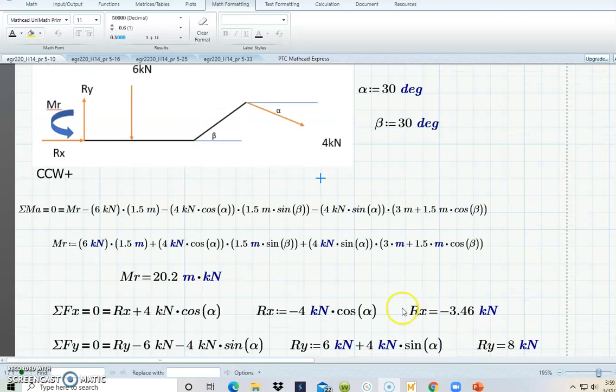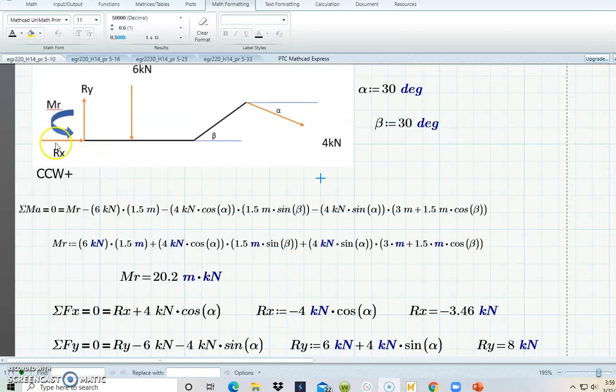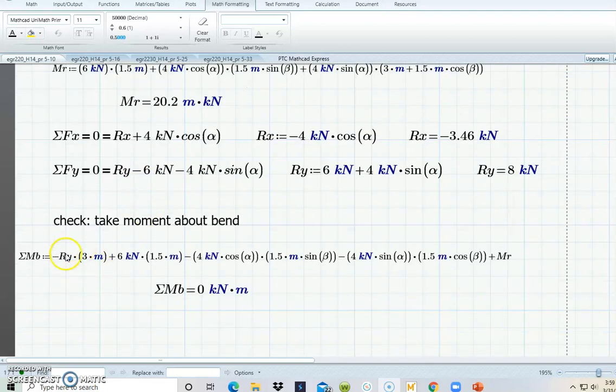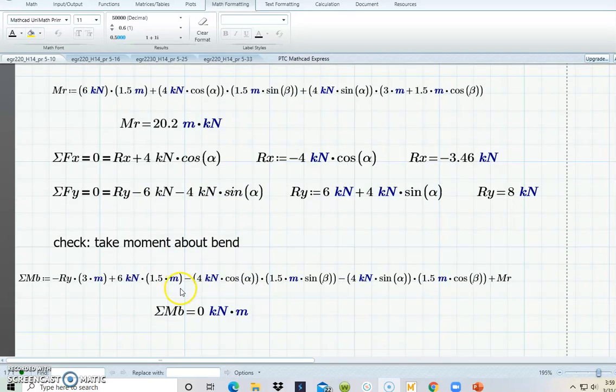And then I wanted to check it, so let's take a moment about the bend. So this time Rx won't have a moment because it has 0 moment arm, it points through that point B. Ry will be clockwise, so it'll be minus, and I think that's 3, so it'll be minus 3 Ry here. The 6 would be clockwise, so minus 6. Well, we're doing around the bend, so it's here. Wait a minute. That one would be counterclockwise. That one would be clockwise. This one will be counterclockwise. So it's positive, and it's 6 and 1.5.